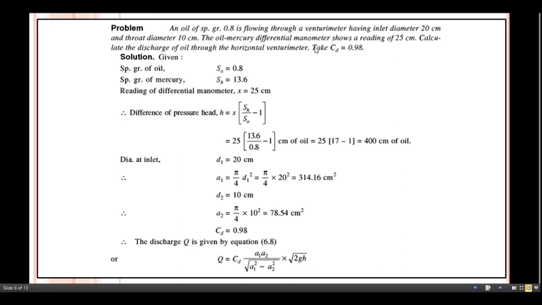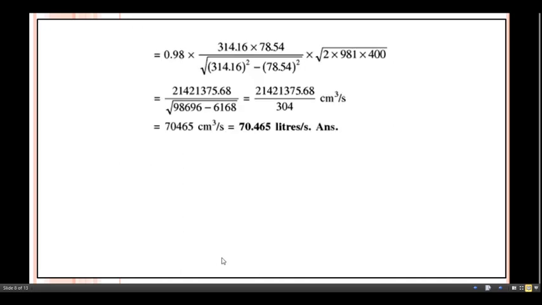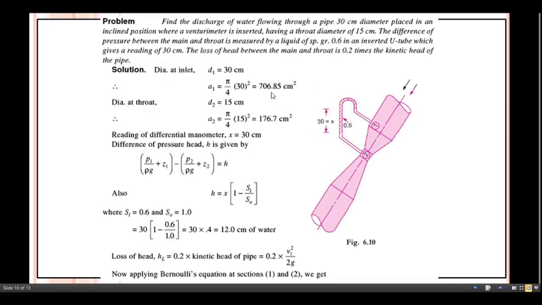Then see the inlet diameter is 20 centimeter, the throat diameter is 10 centimeter. From this get the value for A1, A2. The value for the CD is already given in the problem. Just substitute the value of CD, A1, A2, G and H, and get the value for the discharge. So here we can get 70,465 centimeter cube per second, and if you convert into liter, then we can get 70.465 liters per second.